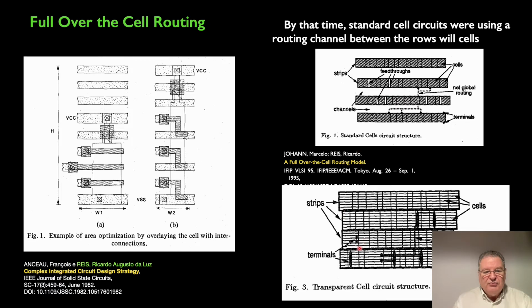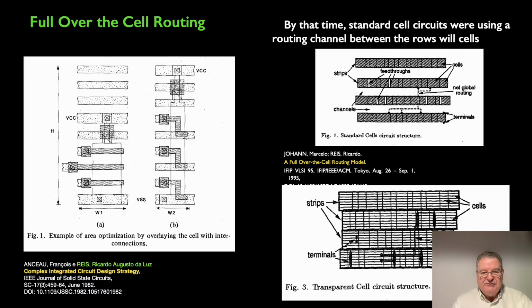Our approach, which we started using in our group, was to cross all the connections over the cells and then to have all the cell rows placed one over the other. For sure, in this case, a VDD line was shared between two rows of cells, and the same for the ground.